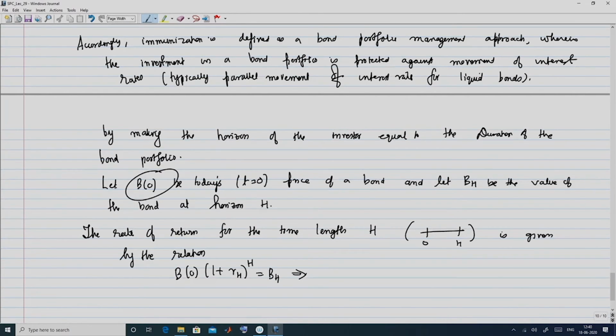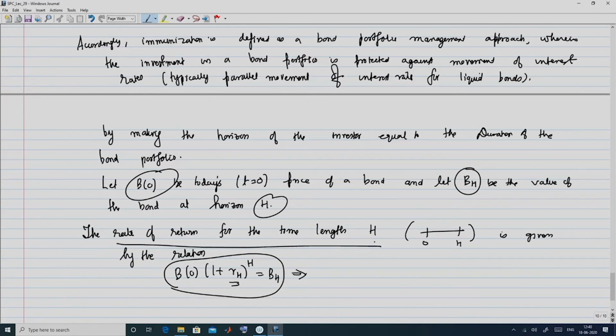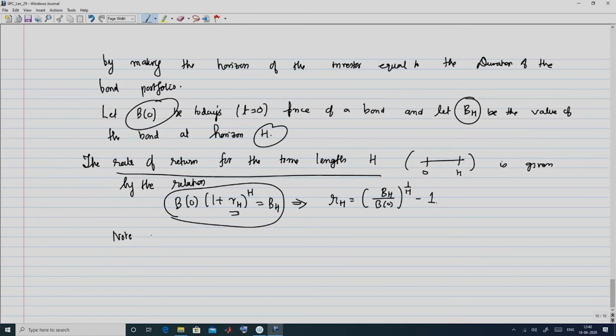I have specified B0, I have specified H, and I have specified BH. Accordingly I have this relation, where RH is the rate of return for the time length H, and this gives me that RH is equal to BH over B0 raised to 1 over H, minus 1. Now, observe carefully that this BH, the value of the bond at the horizon H, is a random variable.